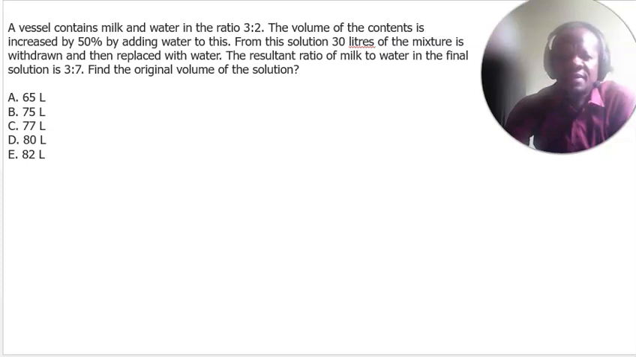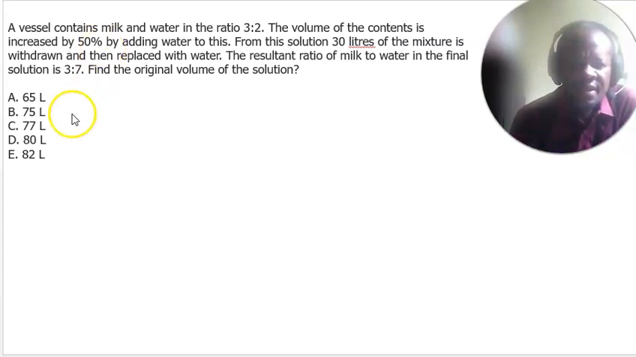The GMAT question we have for today is from the topic Principles of Mixtures. The difficulty level of this question is high, so let's take a look at it together.